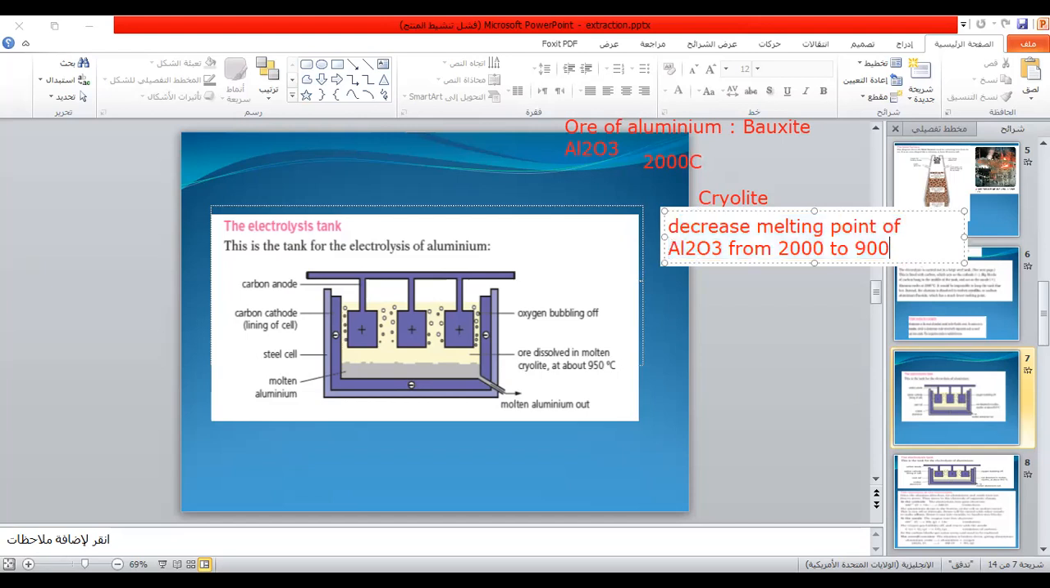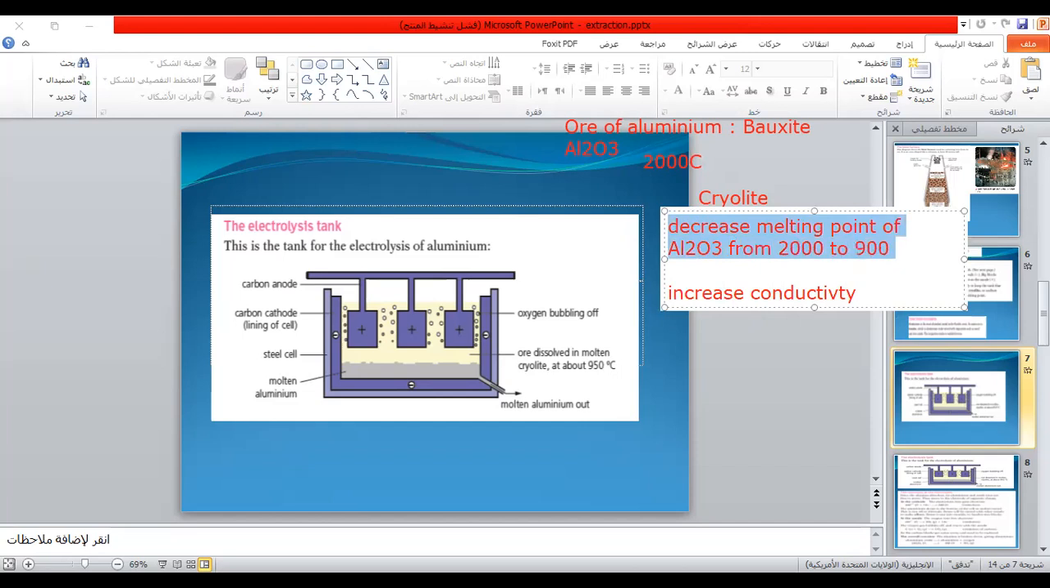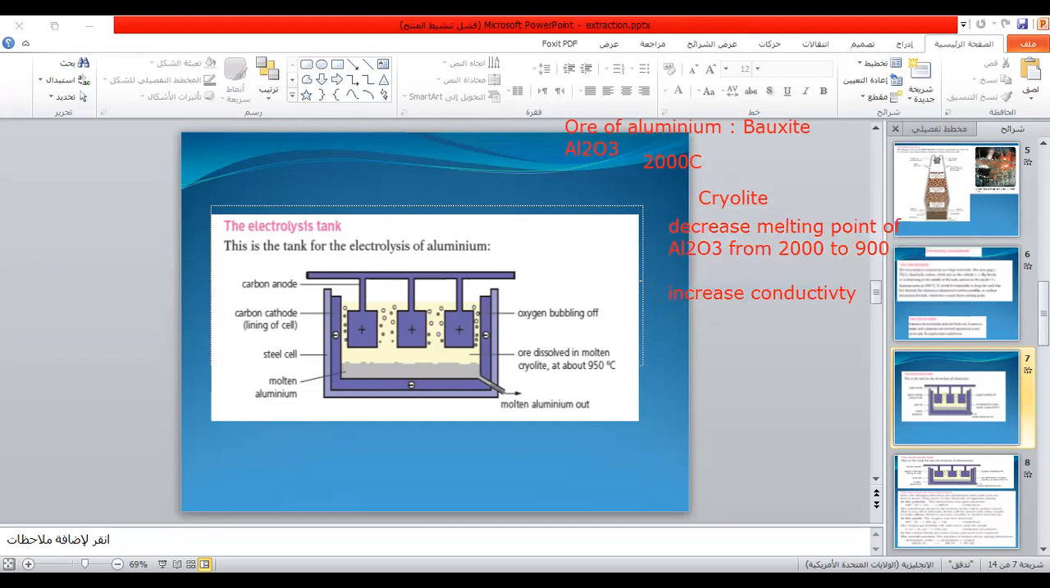Number two, cryolite increases conductivity. Okay? So in paper 4, we have a lot of questions about cryolite. Why do we use cryolite? Because cryolite decreases the melting point of aluminum oxide from 2,000 to 900 degrees Celsius. Number two, to increase the conductivity. So what will happen here inside the cell?